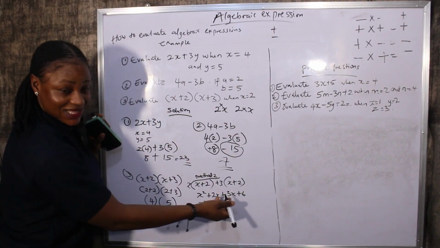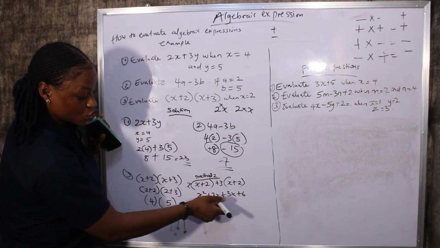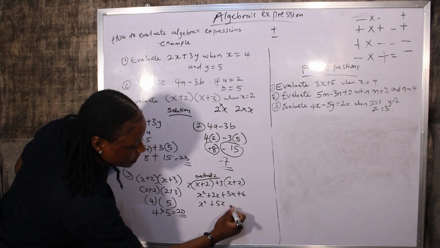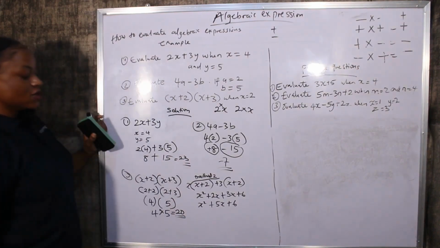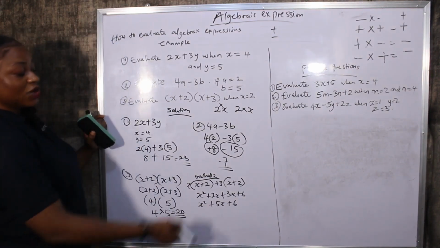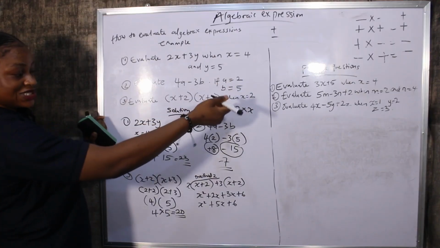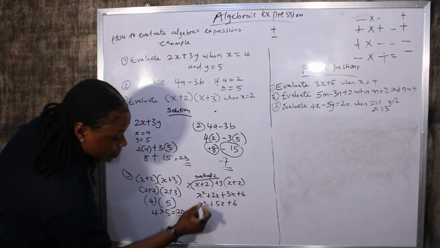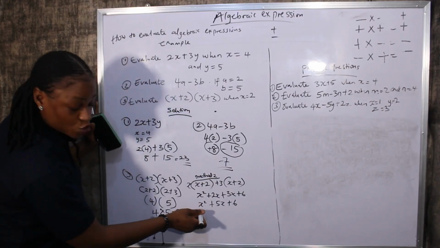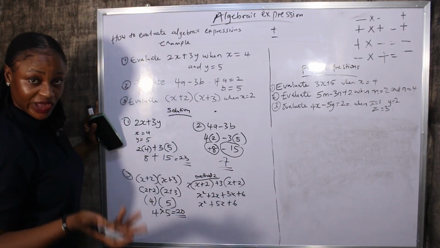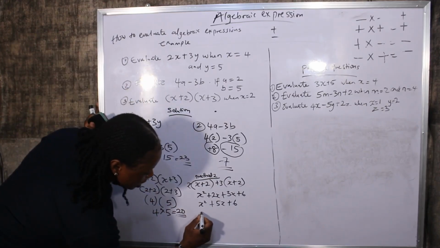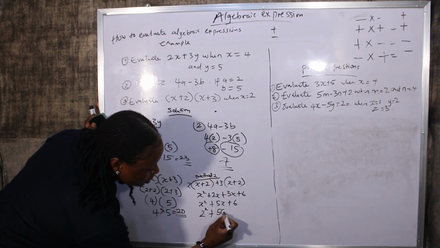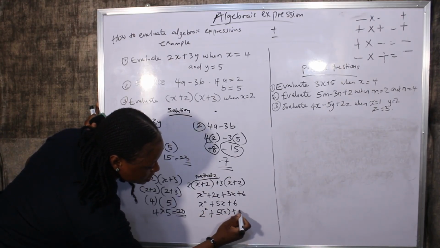2x and 3x, they are like terms, so you can add it. So 2x plus 3x will give us what? 5x. Then our constant plus 6. So when you get to this point now, you can now substitute the value of x, which they say is what? 2. So now, anywhere you see x, you are going to put 2 because they said the value of x is what? 2. So here we have 2 square plus 5 into bracket 2 plus 6.